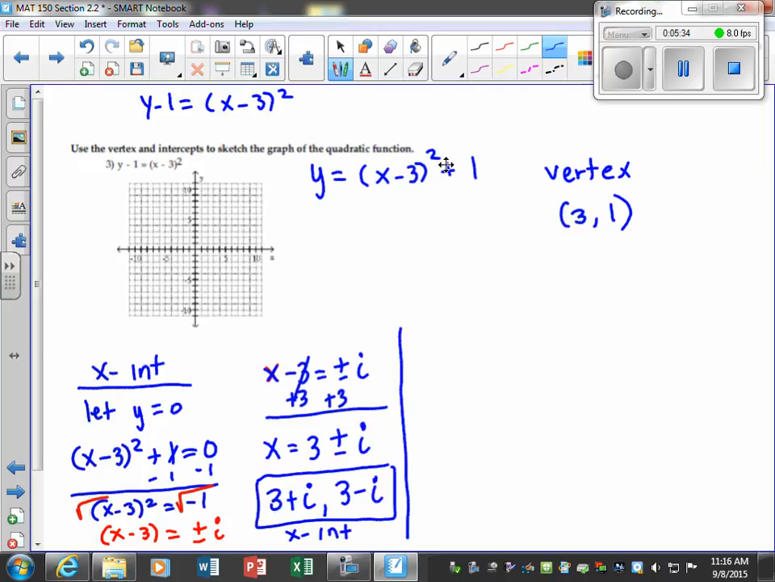Let's determine our y-intercept. So to find the y-intercept, what do we do? Let x equal 0 and solve. So I have y is equal to 0 minus 3 squared plus 1, and I'm plugging this into the original function.